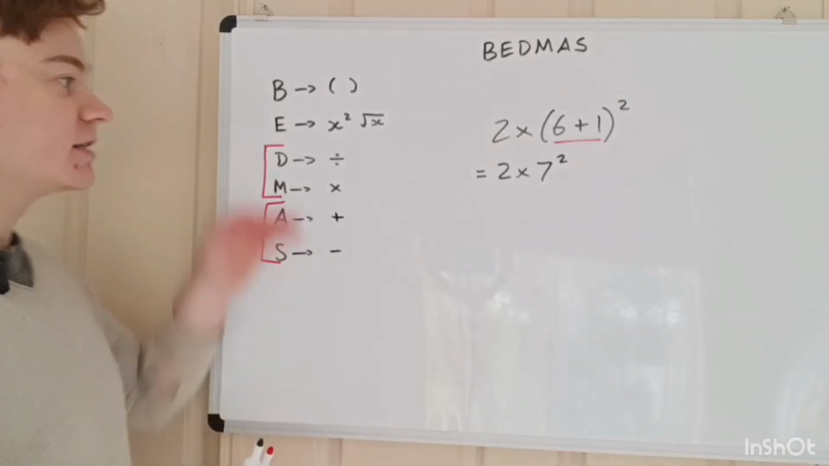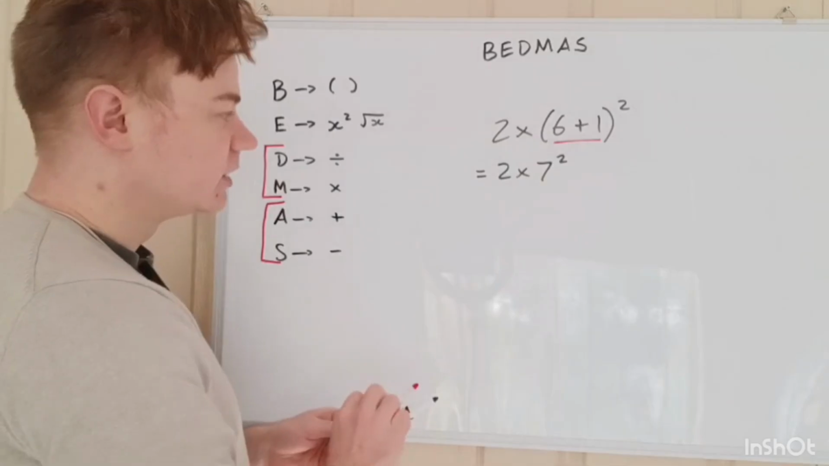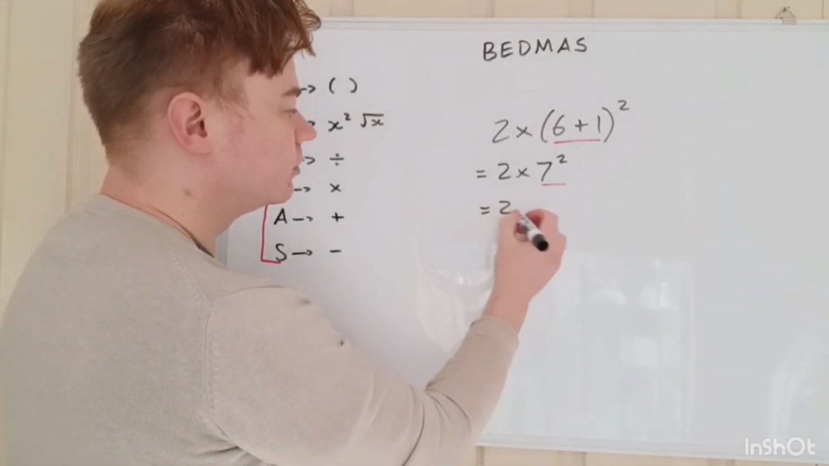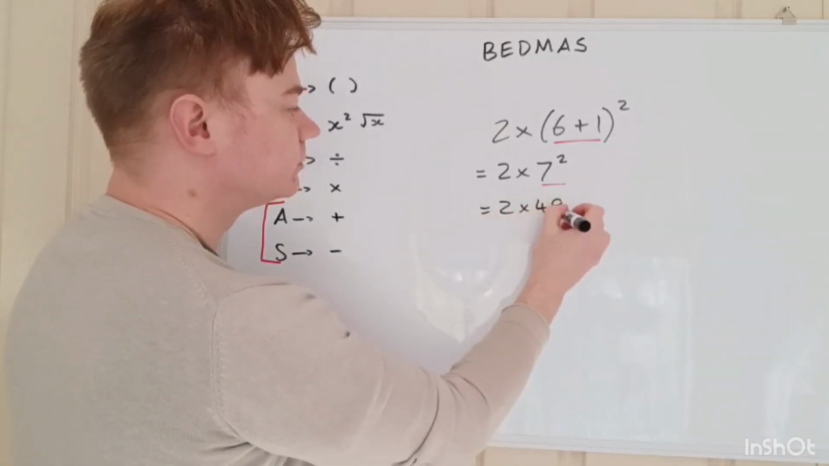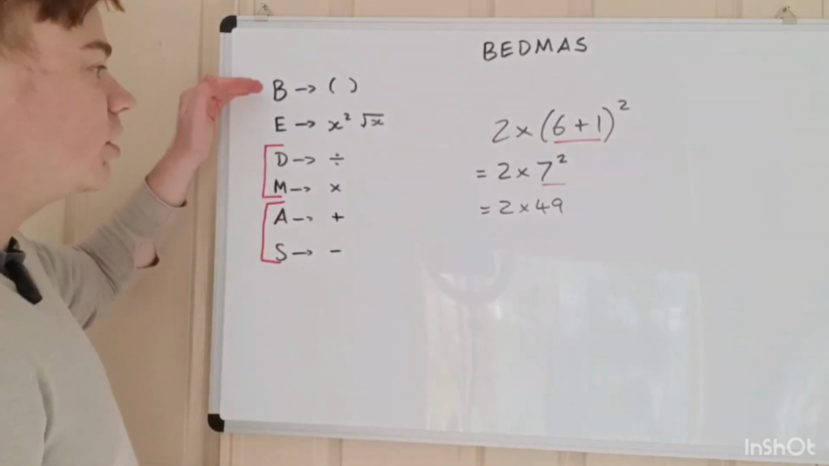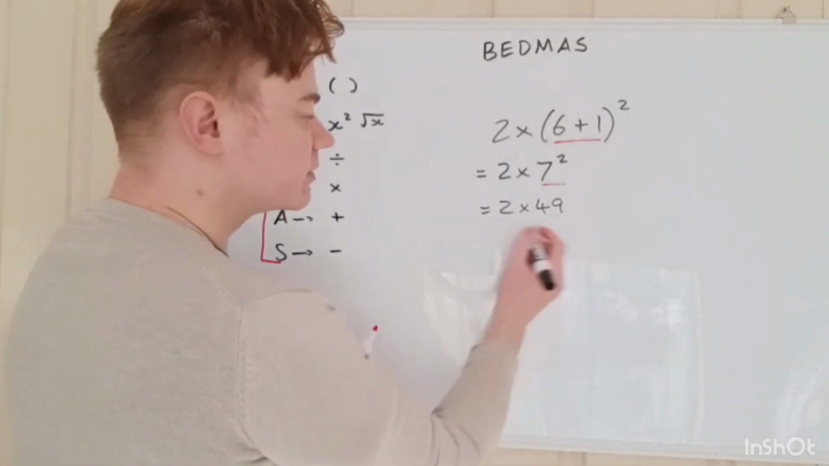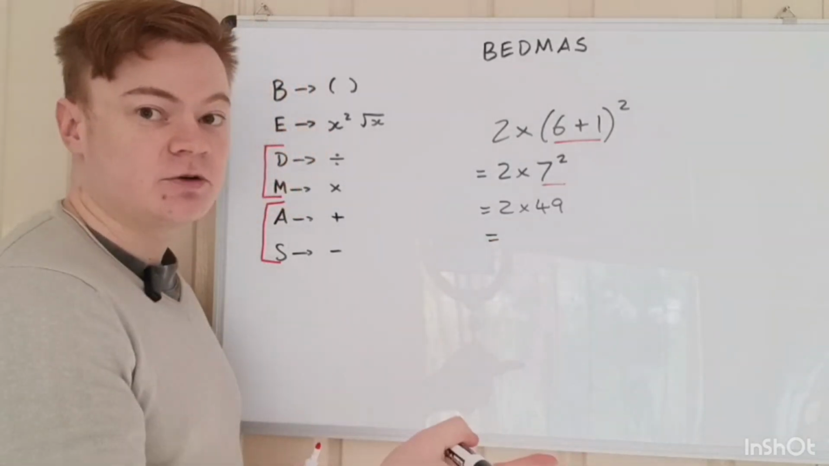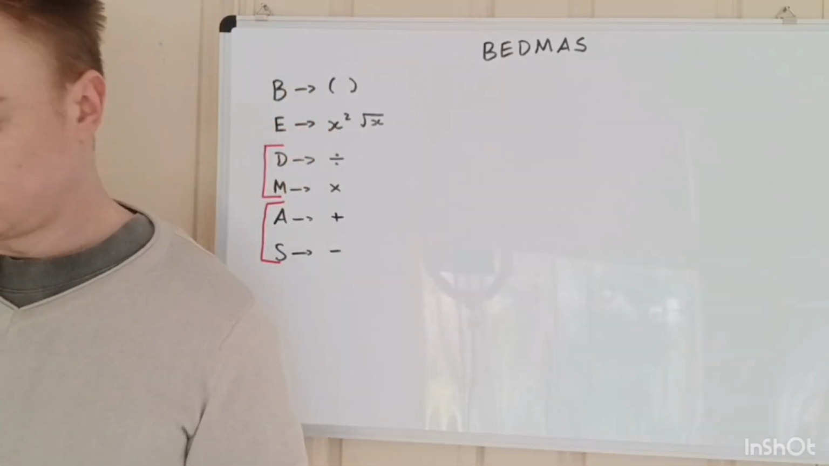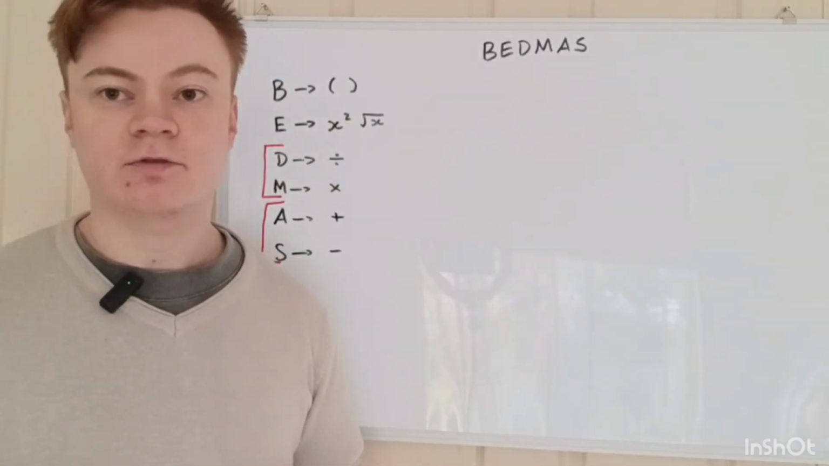So we go down our BEDMAS line again. Do we have any more brackets? No, but we do have an exponent. We have 7 squared. So 7 squared gets us to 49. So we have 2 times 49. And then we go down our BEDMAS line again. No brackets, no exponents, but we do have a multiplication here. So we're going to do 2 times 49, and double 50 gets us to 100. So this will get us to 98. And we're done. Okay, so for the last example, we have 40 minus 18 divided by 3 times 2.